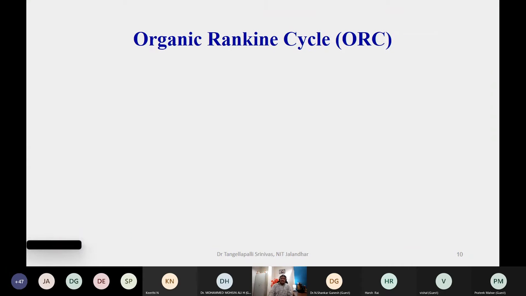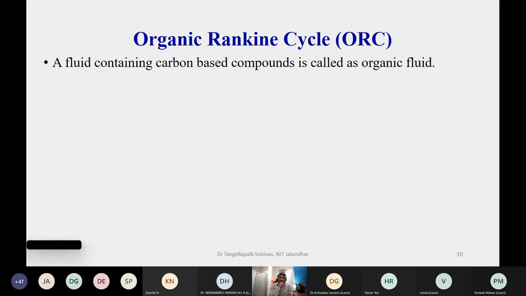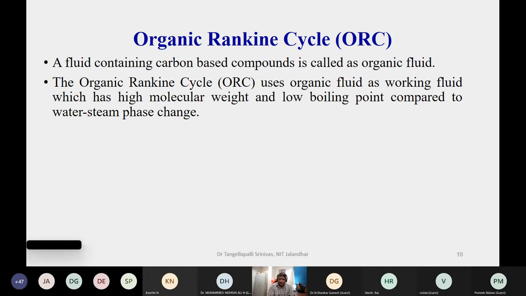Coming to the technologies, I listed in the first slide, I think five technologies. Out of these five, this is the first one, ORC, that I am going to explain. Why is it called organic? Because it's using organic fluid, that's why it's organic Rankine cycle. It contains carbon compounds. The working fluid contains carbon compounds, that's why it is called organic fluid. Okay, what is the benefit of this organic Rankine cycle compared to the other working fluids?